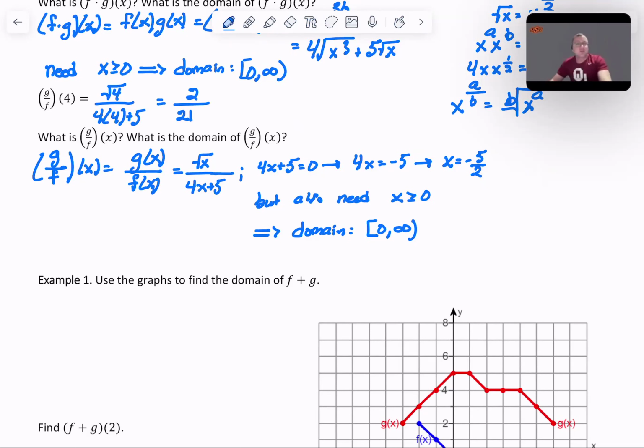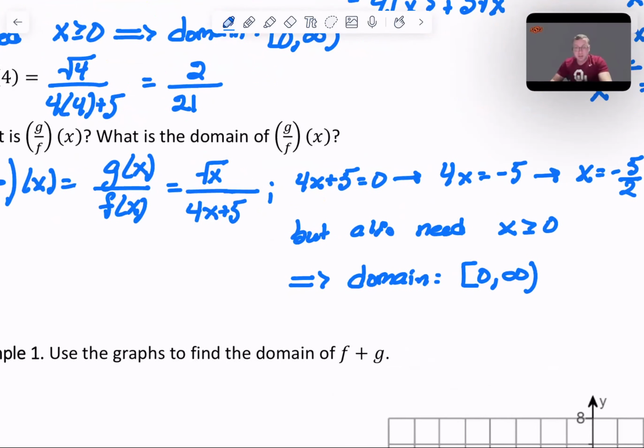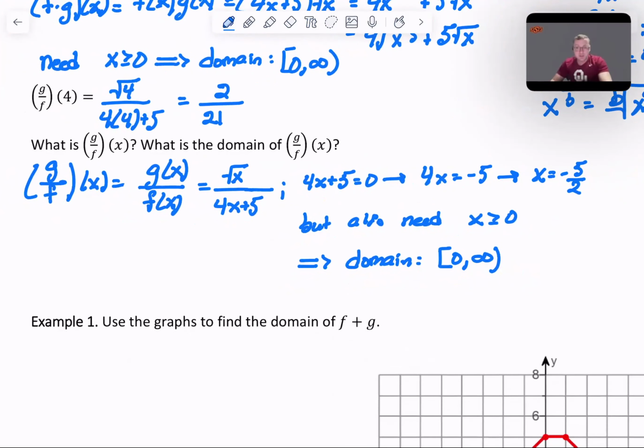All right. Everyone okay with that? That one was a little tricky. The easiest way to determine the domain on this one would be to graph it in Desmos and see where does the function actually start at what x value. And then you can figure it out.